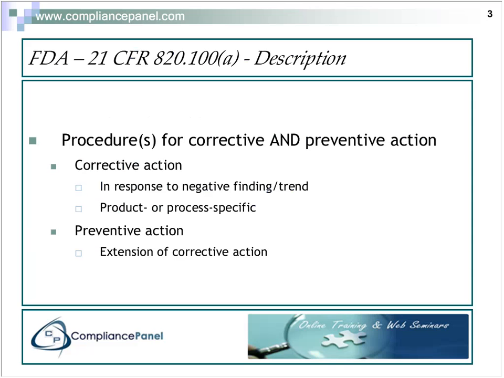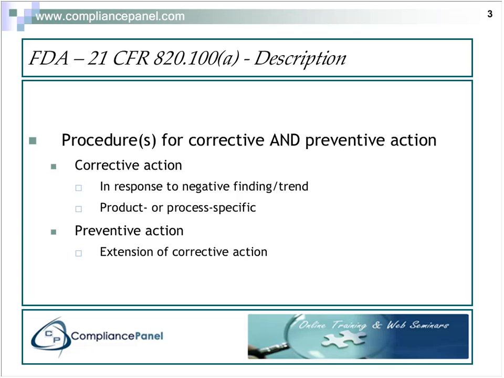FDA 21 CFR 820.100 is the section for corrective and preventive action. And what it requires is that you have a procedure or procedures for corrective and preventive action. The difference here between corrective and preventive action is a relatively significant one. Corrective action is in response to a negative finding, an isolated negative finding, or a negative trend of quality data.